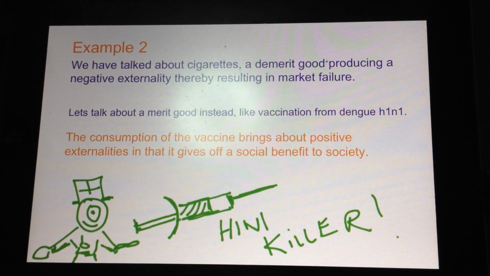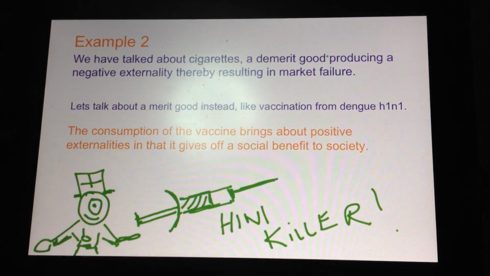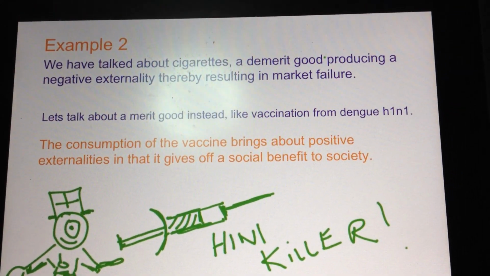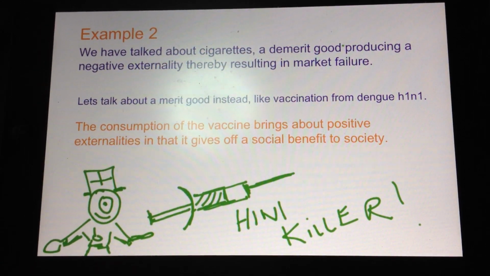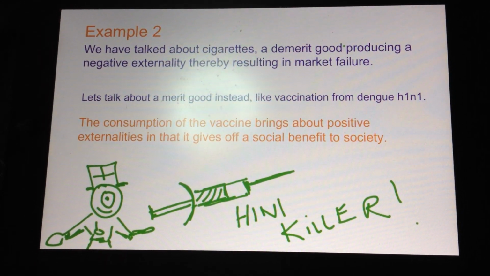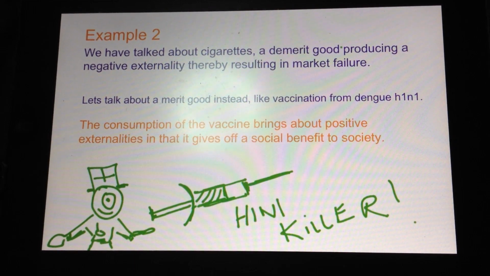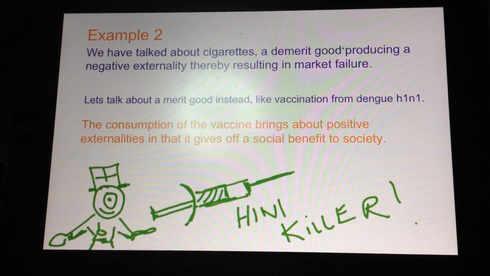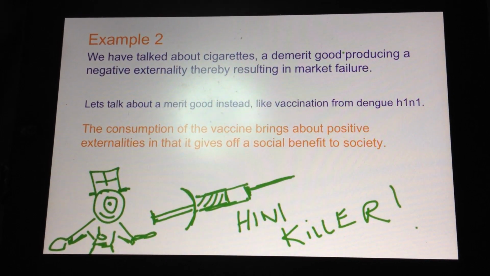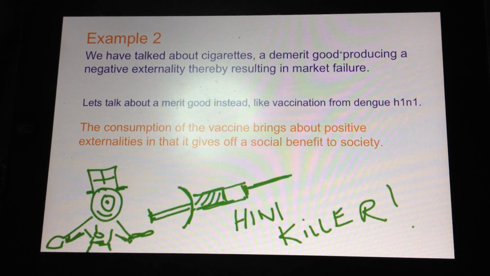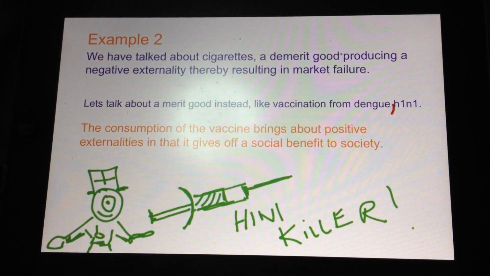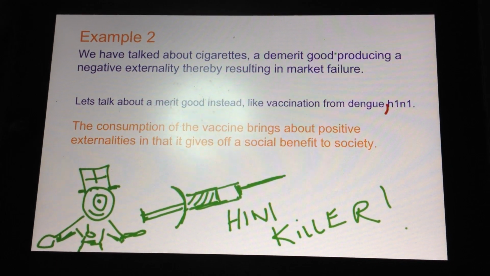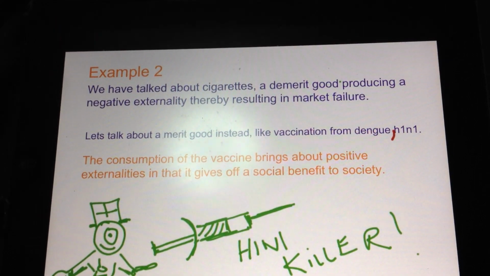This time we'll talk about a merit good. A merit good, as you know, is something that, if left to the free market, will be underproduced, but it produces positive externalities to society. An example here would be the use of vaccination for dengue or the H1N1 virus. You are being vaccinated against dengue or the H1N1 virus.